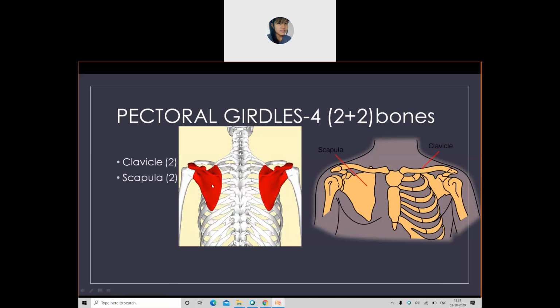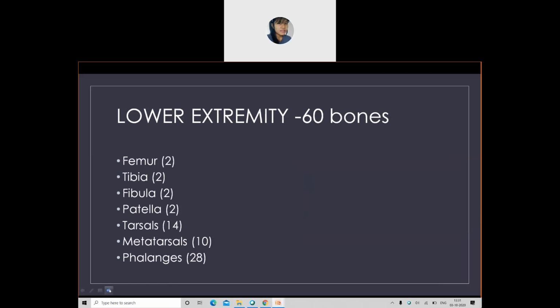So how much you'll get? Two. One, two. So two number of bones you'll get. Okay, that is known as scapula. And clavicle is this one, collar bone. So total you'll be getting 2 plus 2, 4. So 4 number of pectoral bones you'll get.